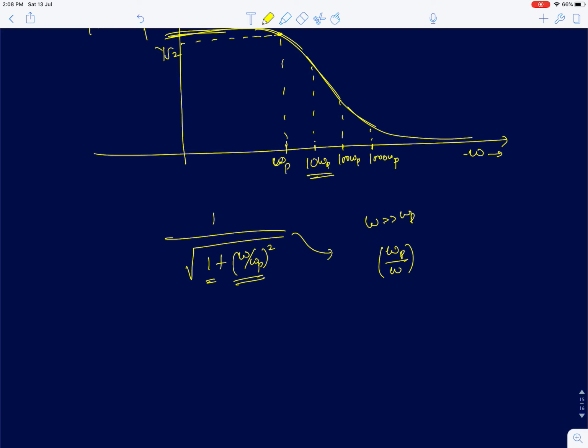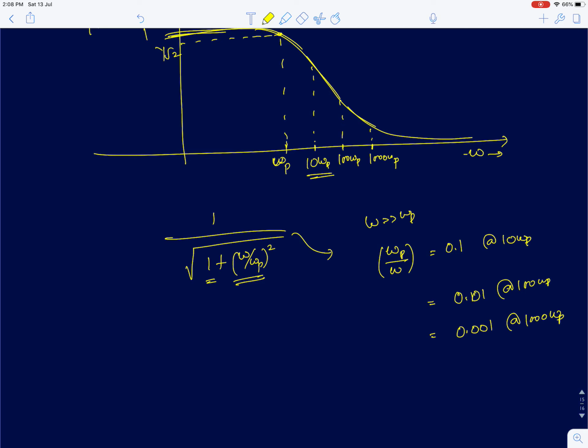So at omega equal to 10 omega p, the magnitude of the gain is simply 0.1. At 100 omega p, it's 0.01, and at 1000 omega p, it is 0.001.